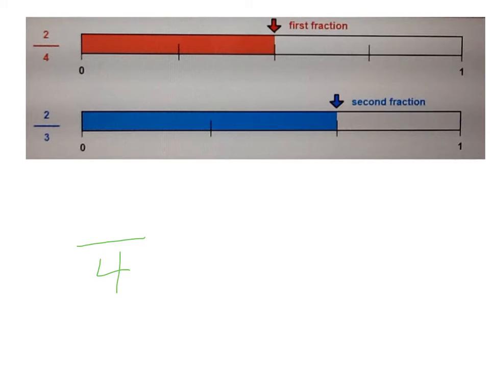Now I need to see where my model stops. So I have 1, 2, 2 out of 4. So 2/4 is my first fraction. Now I need to look at, I start at 0 again, and I go to 1. So 1, 2, 3. Now I'm dealing with thirds. So now I'm going to count 1, 2 out of the 3.